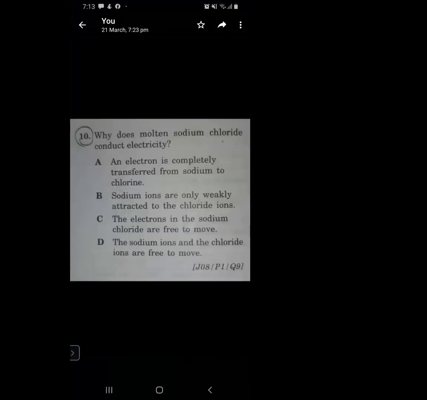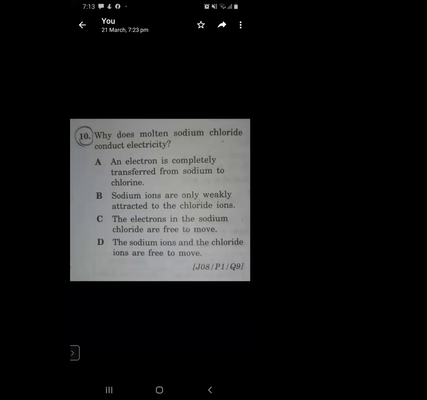Then 10. Why does molten sodium chloride conduct electricity? Before I even read the options, I know that molten sodium chloride has mobile ions, no electrons. So we're not going to talk about electrons here. An electron is completely transferred from sodium to chlorine. B, sodium ions are only weakly attracted to the chloride ions? No, they are very strongly attracted. The electrons in the sodium chloride are free to move? No way, they're not free to move.